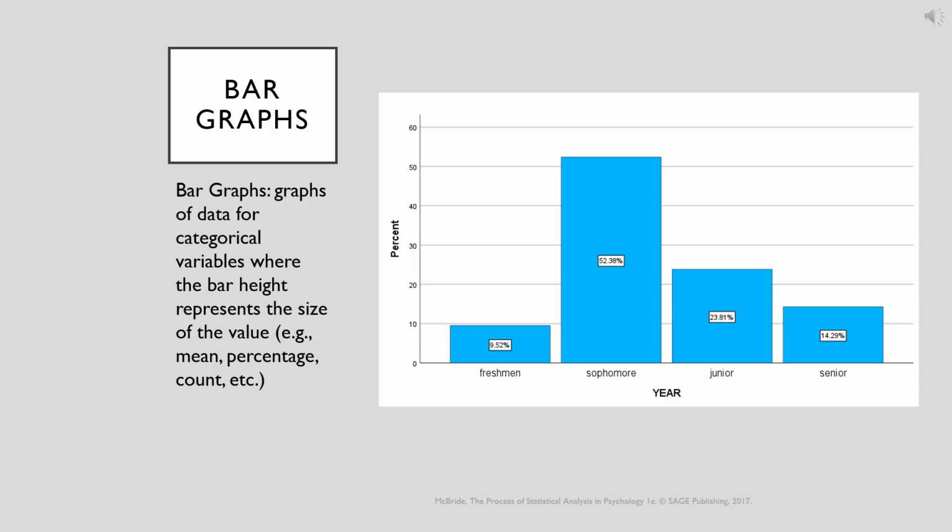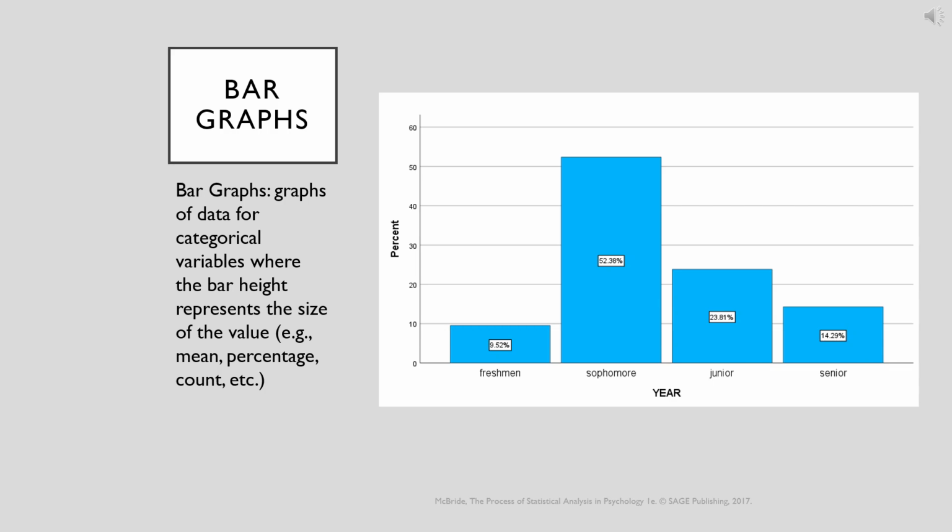Continuing on with these bar graph examples, here's a very similar example where we have the percentage of freshman, sophomore, junior, and senior in a particular sample. The percentage is on the y-axis, the year of schooling is on the x-axis. So this is an ordinal, qualitative type of independent variable, whereas percentage is continuous, right?